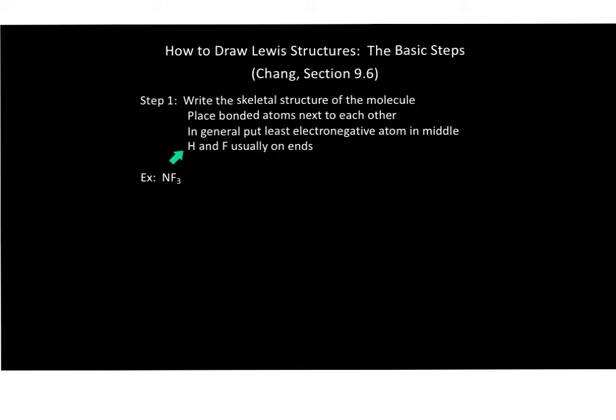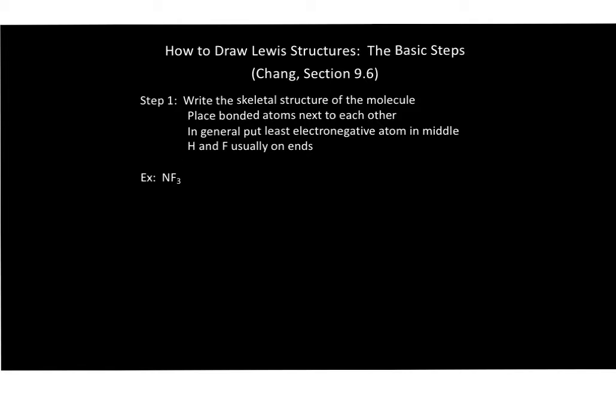Hydrogen, because it only likes to have a single bond, right? In terms of the octet rule, it only likes to have 2 electrons around it. And fluorine, being the most electronegative atom, doesn't really like to be in the center of a Lewis structure where it might have to share electrons. So in general, when you're making your skeletal structure and thinking about how to take a chemical formula like NF3 and draw which atoms are going to be next to each other, least electronegative goes in the middle, and hydrogen and fluorine are usually on the ends.